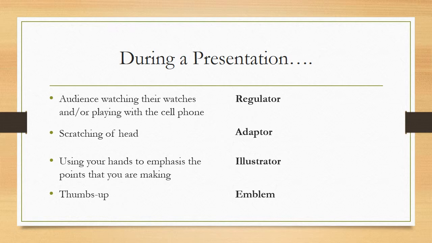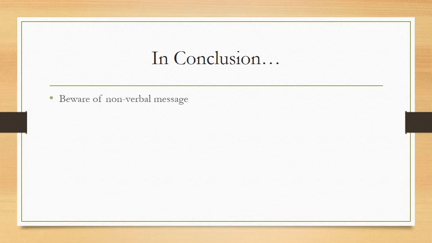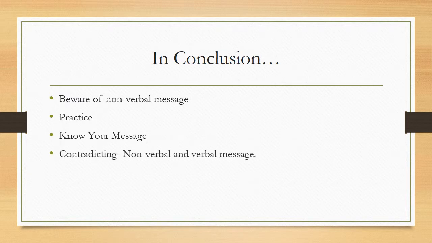Now, the best thing we can do is to be aware of the nonverbal message we're delivering. Practice controlling your gestures. Unfortunately, you might not be giving the right message. You might be verbally saying something and your body's contradicting it. Knowing the message that you're trying to give will make you aware of how you should deliver it. Your body gestures should be complementing it, not contradicting it.